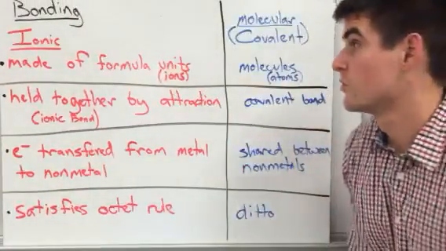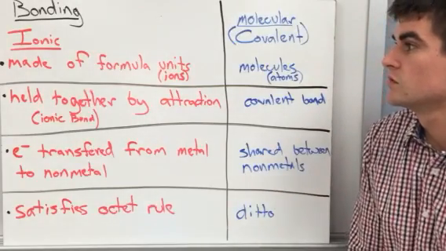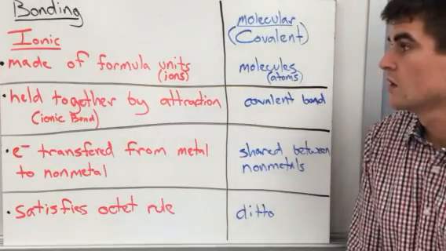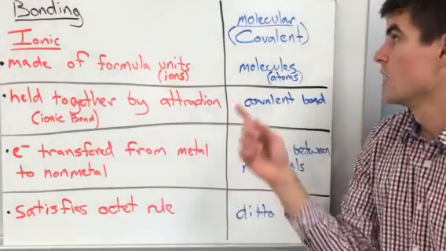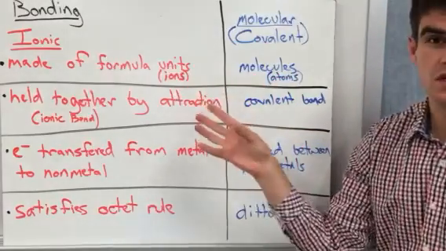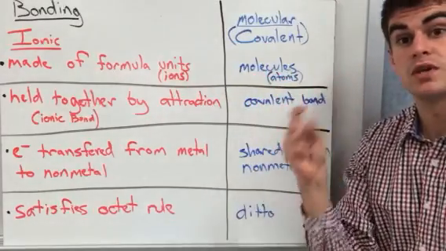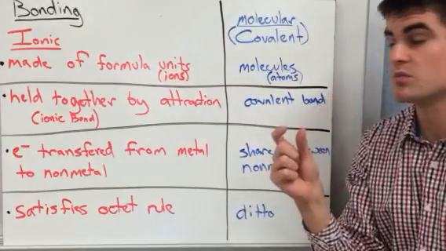So here we're going to talk about 4 types of bonding. The first we talked a ton about. First, ionic. So here, ionic made of formula units, whereas covalent or molecular made of molecules. Only difference, molecule is a separate piece. Think one H2O molecule. That's one piece.